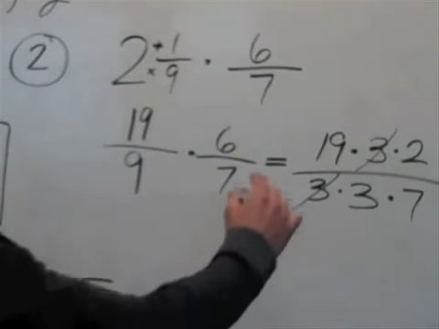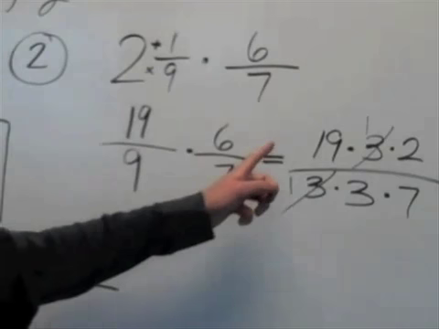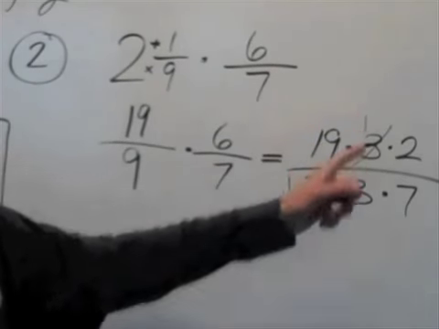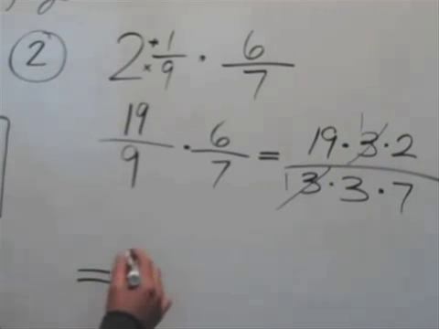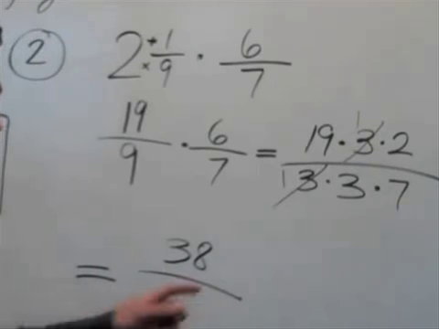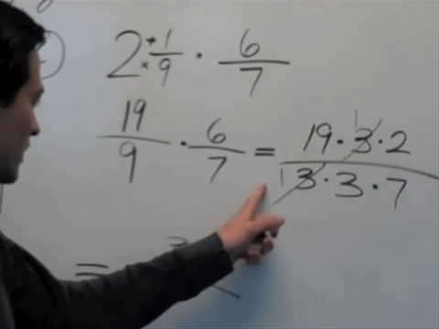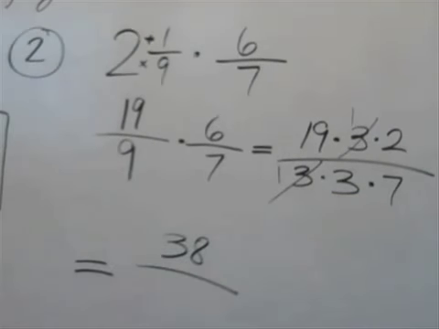So now we are left with 1s in those places, and we just multiply straight across. 19 times 1 is 19, multiplied by 2 is 38. And what are we left with on the bottom? We are left with 1 times 3, which is 3, times 7, which is 21.